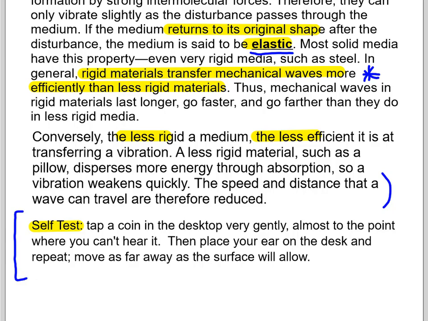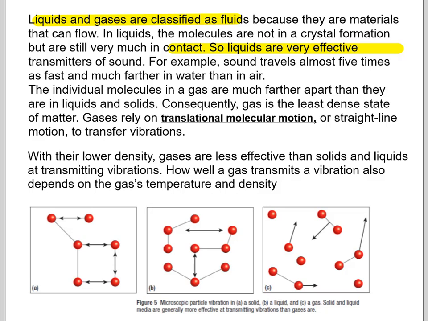It takes 2 seconds. Okay, so liquids and gases are also a type of medium we can talk about. They're considered fluids, because they have intermolecular contact, not quite as rigid as a solid, but they still have contact between those molecules. They're still very effective at transmitting sound and other types of waves. And we're going to spend a lot more time talking about sound as we move forward. But just as an example, in water, sound travels 5 times as fast and much further than in air. And that makes sense.